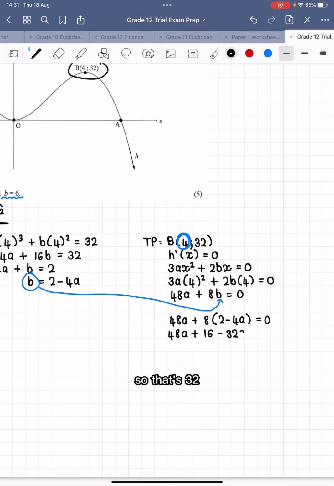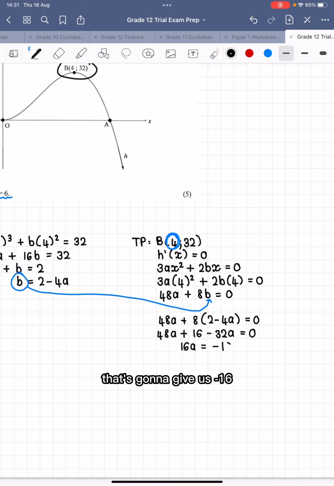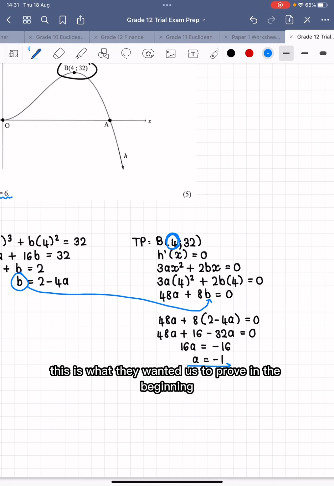So that's 32a, and 48 minus 32 is going to give you 16, if I'm not mistaken. Yes. So this is 16a plus 16 equal to 0. And if we move this plus 16 over to the other side, that's going to give us negative 16. So there we get our a value of -1. This is what they wanted us to prove in the beginning.